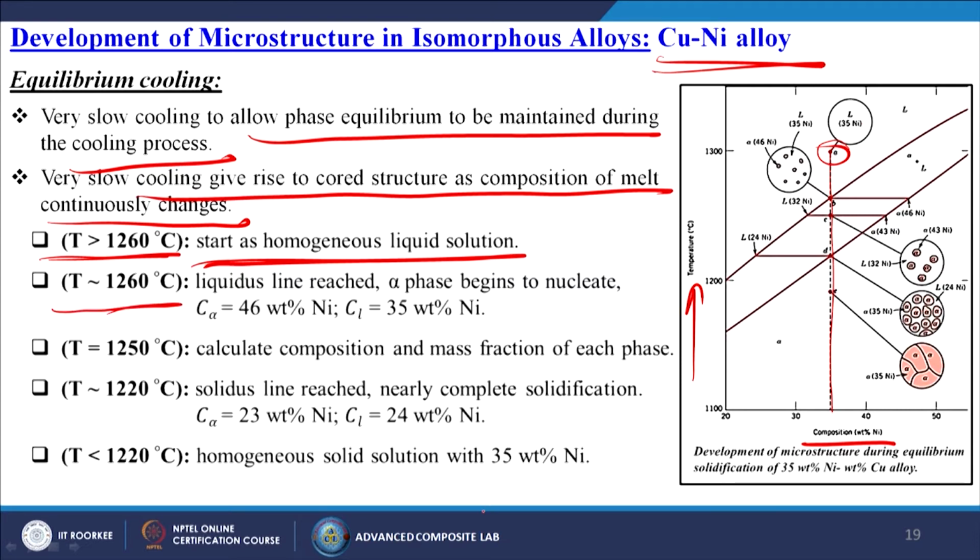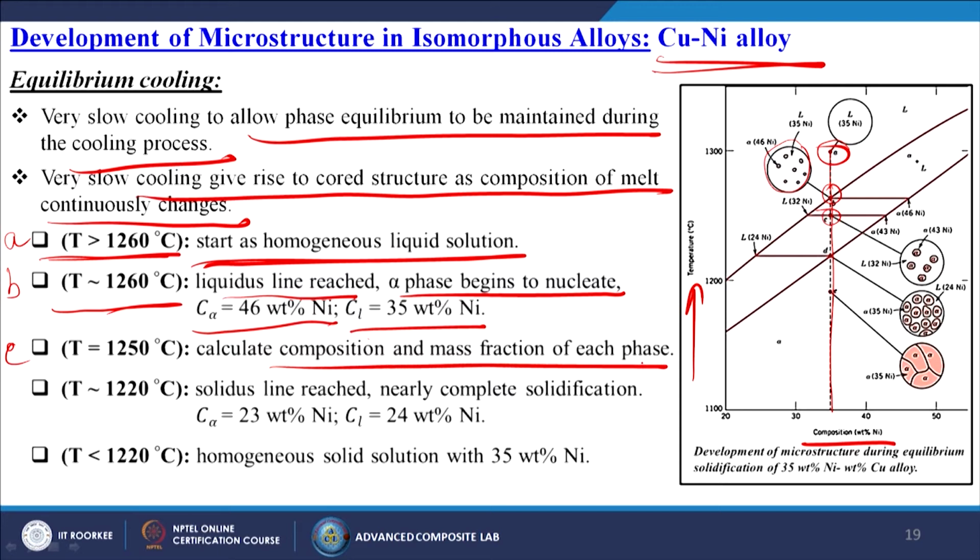In this case the liquidus line is reached and the alpha phase begins to nucleate. So, C alpha is 46 weight percent of nickel and CL is 35 weight percent of nickel itself. This is the B point. So, this is A point, this is B point, and then T is equal to 1250 degree centigrade, that is the point C. Calculate the compositions and mass fractions of each phase.